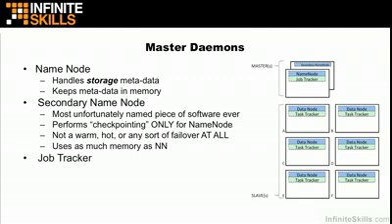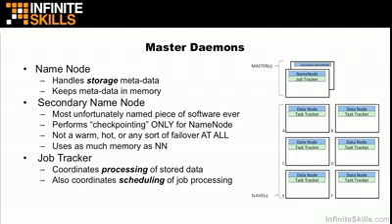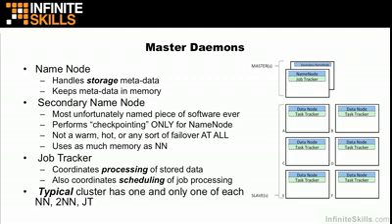The job tracker master daemon coordinates all the processing of the stored data. It also handles the scheduling of the job processing. A typical cluster will only have one each of the name node, the secondary name node, and the job tracker. Again, all of this is discussed in more detail in the relevant chapter.